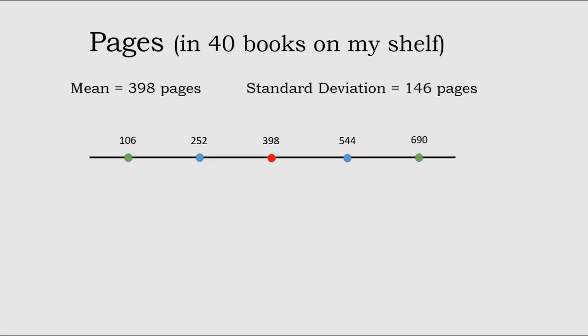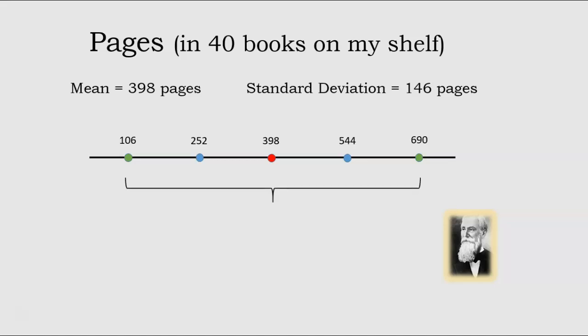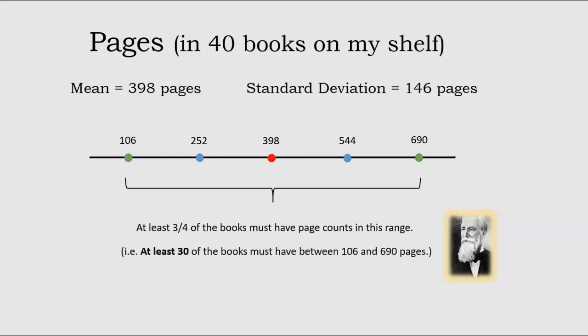So what does Chebyshev tell us? He tells us that if we reach out our arms to cover everything within 2 standard deviations of the mean, we're going to capture at least 3/4 of the data. That is, at least 3/4 of these books must have page counts in this range. Even more specifically, since there were 40 books, and 3/4 of 40 is 30, Chebyshev is telling us that at least 30 of these books have between 106 and 690 pages.